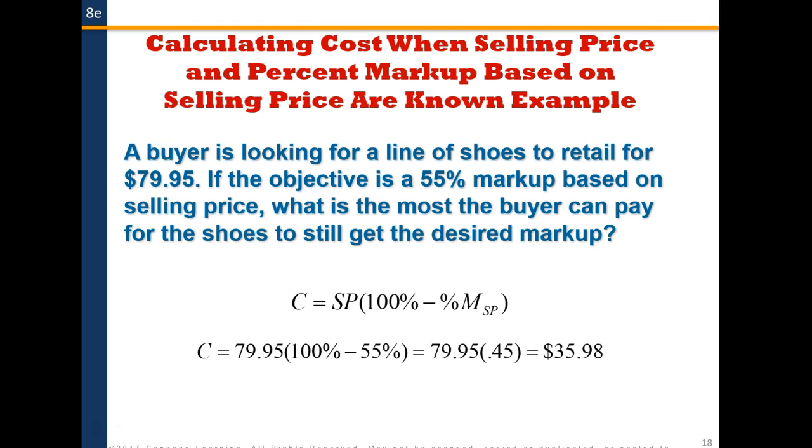So we are going to use this equation. We know that the selling price is $79.95. We know that the percent markup is 55. So all we're doing right now, and all we have been doing, is identifying which equation to use and plugging it in. So 79.95 times 0.45 gives us a cost of $35.98.